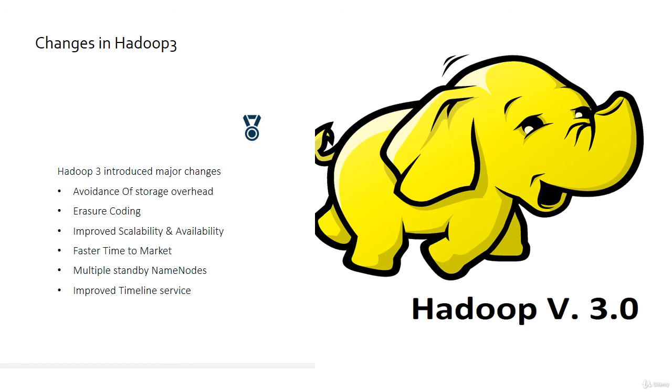Hadoop 2 and Hadoop 1 only use a single name node to manage all namespaces. Hadoop 3 has multiple name nodes for multiple namespaces. It also helps in faster time to market and multiple standby name nodes.